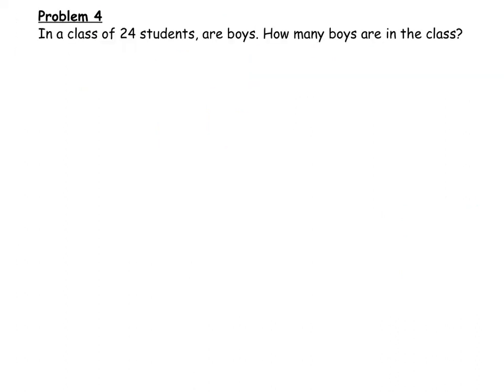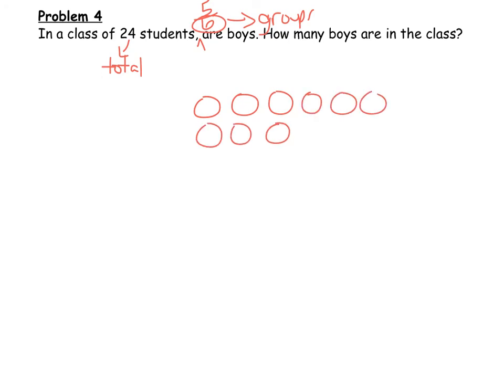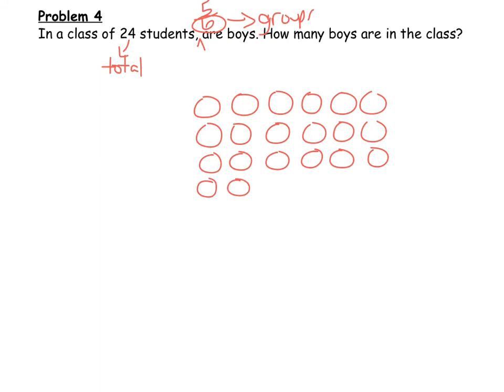Problem 4. In a class of 24 students, I need to add my fraction again, yikes, 5/6 are boys. How many boys are in the class? Well, I know my total number of students is 24, so I'm going to label that my total. And I need to make 6 groups. That time I wrote it out, I had more space. So I'm going to count to 24, but I'm going to do 6 columns. 1, 2, 3, 4, 5, 6, 7, 8, 9, 10, 11, 12, 13, 14, 15, 16, 17, 18, 19, 20, 21, 22, 23, 24. So now I can easily split my 6 groups.